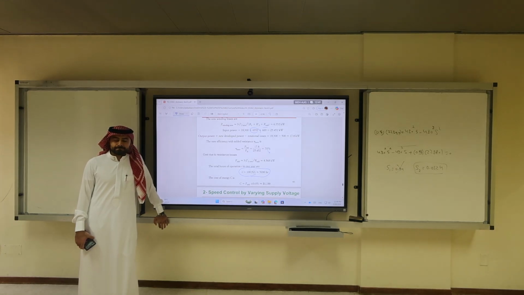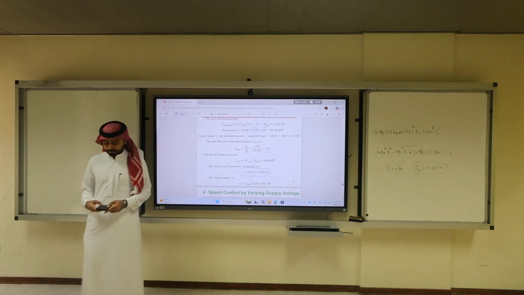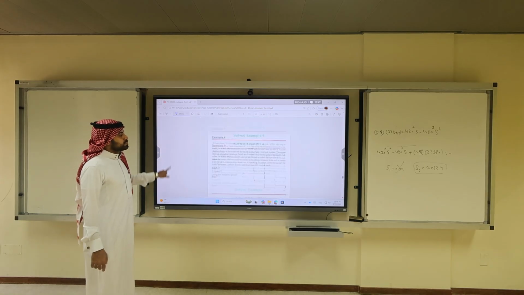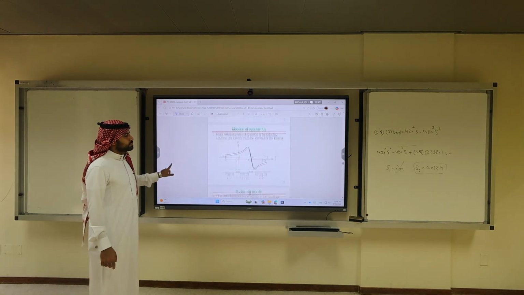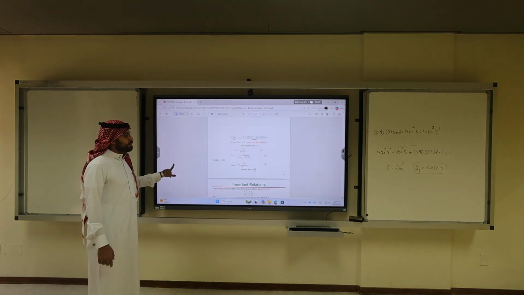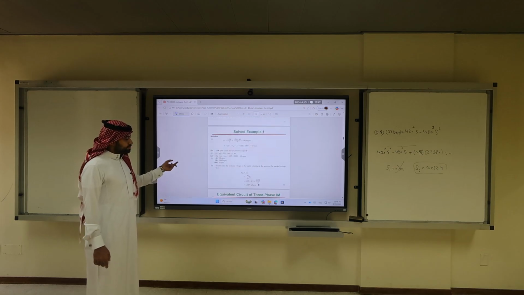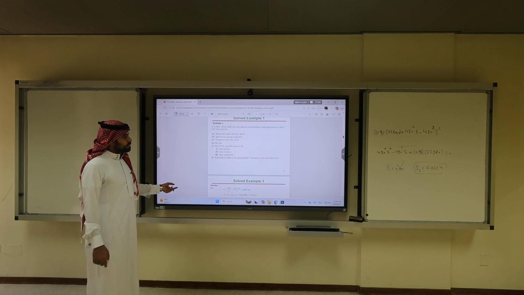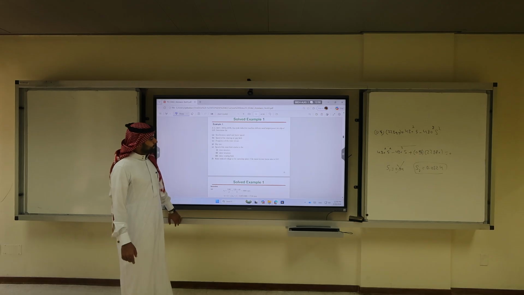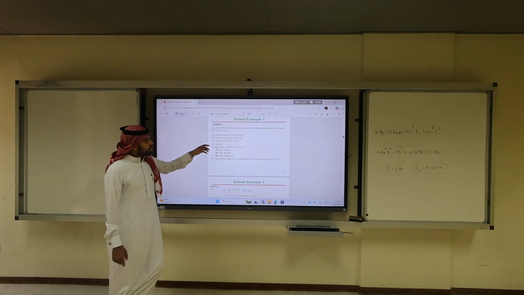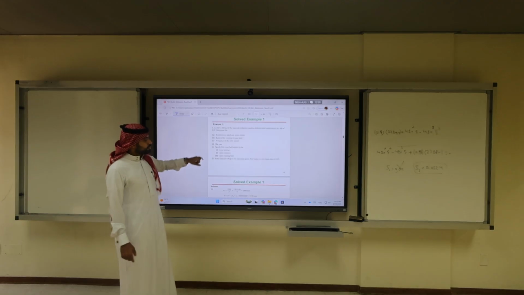Any other question? I have a question on example 1. What is the difference between the motor speed and the speed of the rotor field relative to the rotor structure? Well, synchronous speed is the known one, and the motor speed is the current one that you find from the slip.